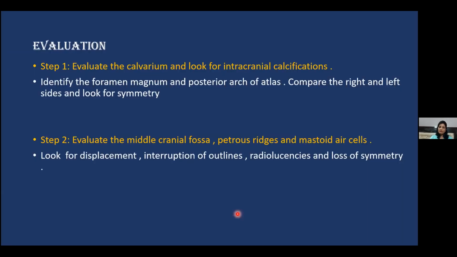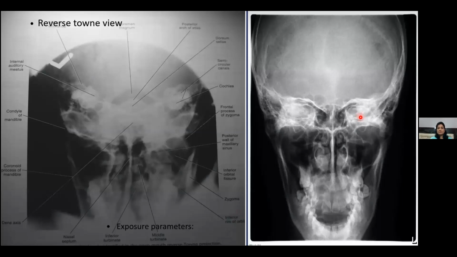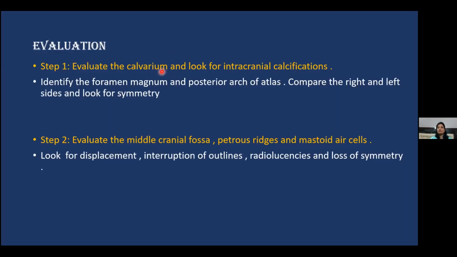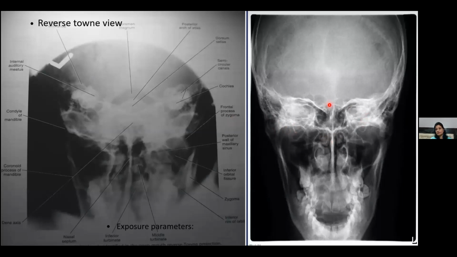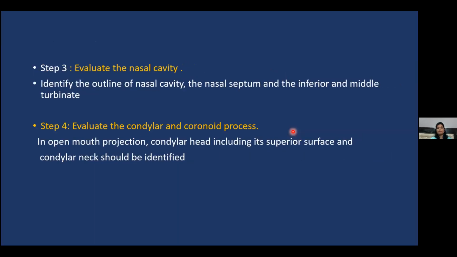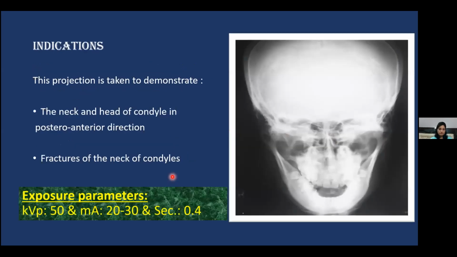So in this, what you have to evaluate: I am seeing the skull also, so it is indicated for the skull. It is indicated for the condylar region. It is indicated for the nasal region and for this area, right? So I have to evaluate the calvarium for calcifications; all the PA indications will come here. Middle cranial fossa, petrous region, mastoid cells. So I can evaluate this area. Then the nasal cavity, I've shown you, and the condyle. So these are the four things which you have to evaluate.